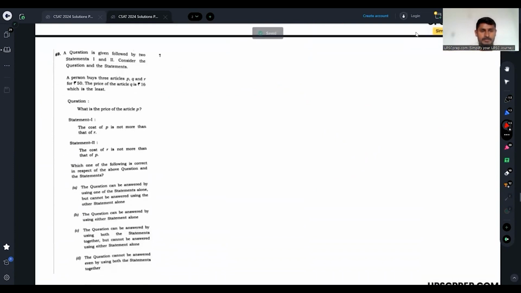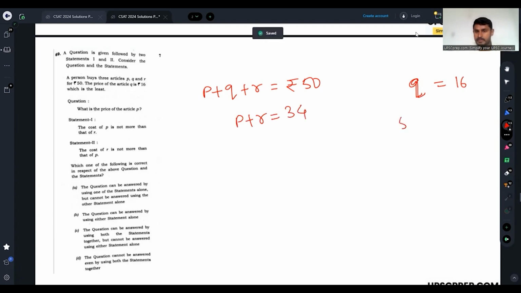69. A person buys 3 articles P, Q and R for rupees 50. So P plus Q plus R, these are 3 articles and the total summation is rupees 50 for them, right? The price of article Q is 16 and which is least. So Q is the smallest, right? And its price is 16. So if Q is 16, then P plus R will be equal to 34, because 50 minus 16 will be 34. So P plus R is 34.